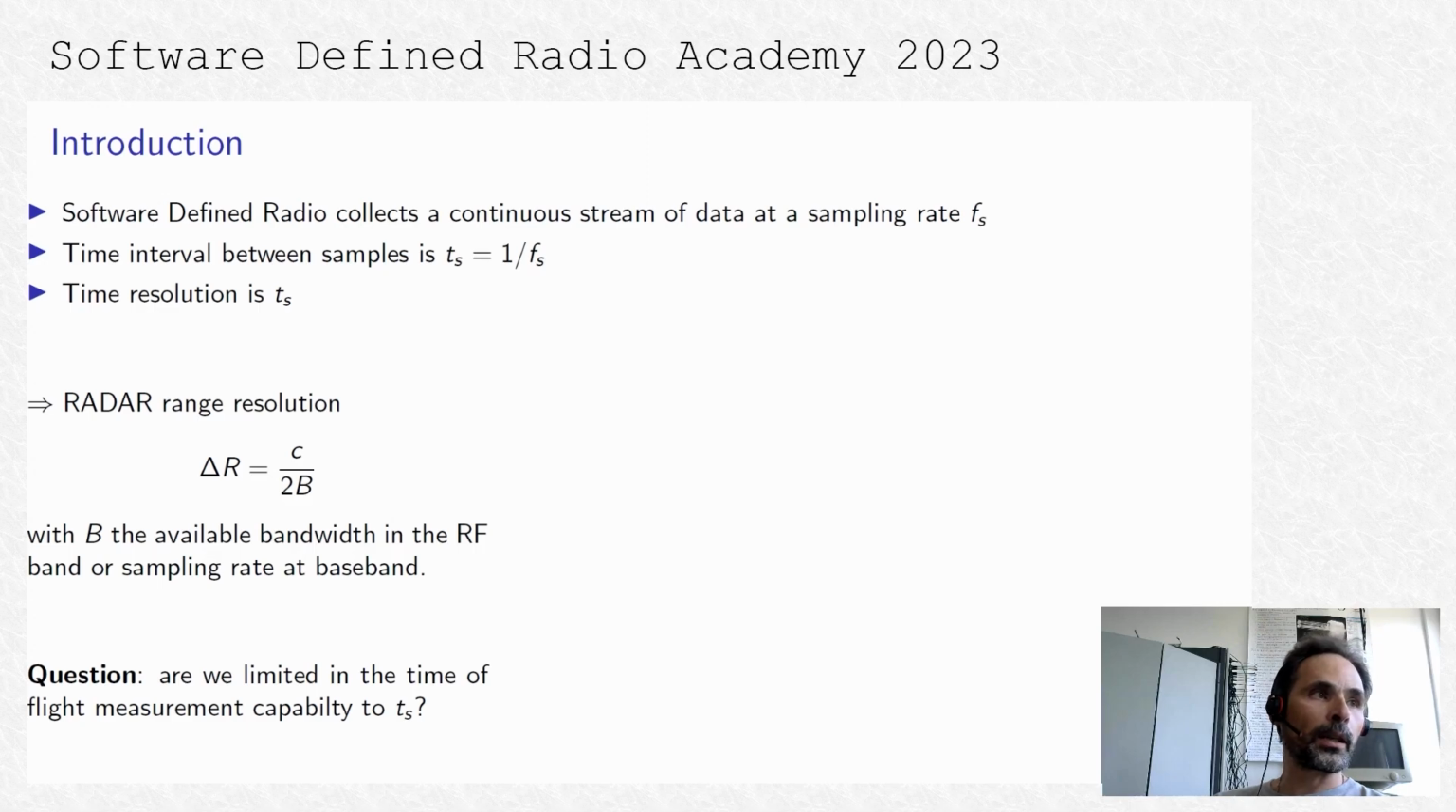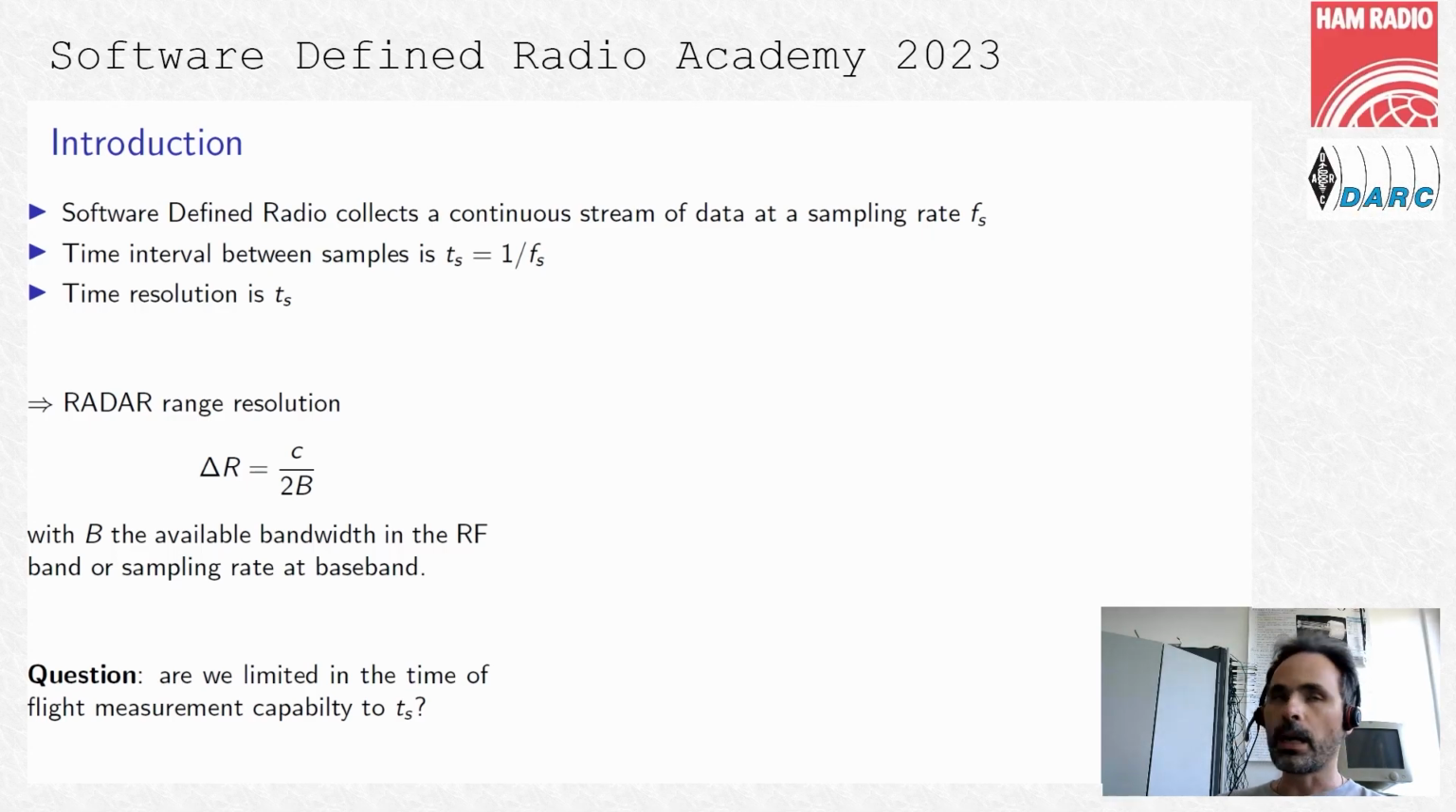And this you can find in the radar range resolution, where the range delta R is the velocity of light, c, divided by twice the bandwidth, twice because it's a two-way time of flight for monostatic radar. And the bandwidth in the radio frequency band drives the sampling frequency in the baseband once you've done the transposition. So are we limited in this time of flight measurement to Ts, the sampling period?